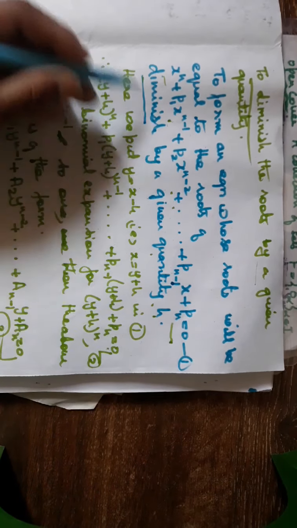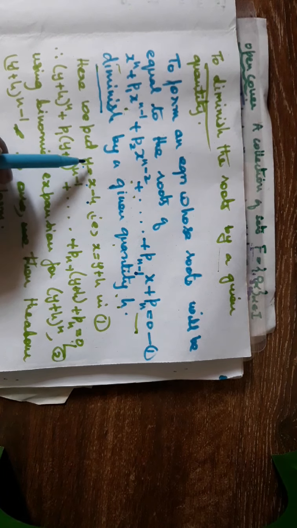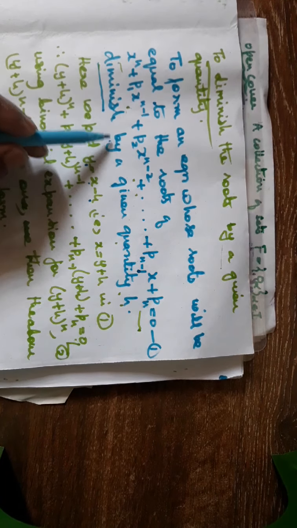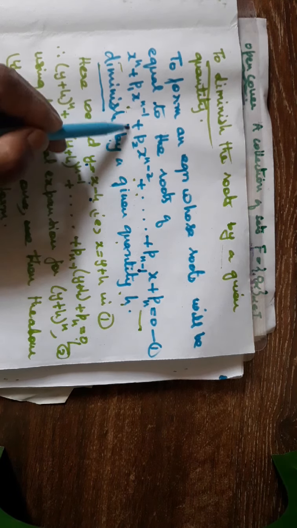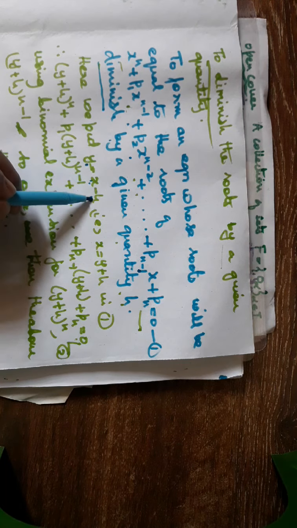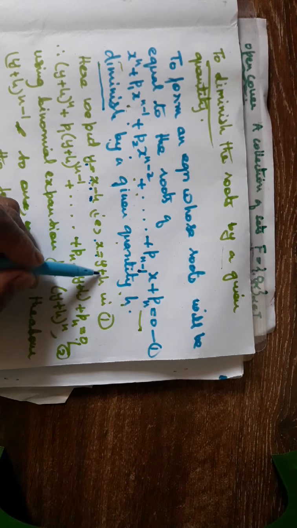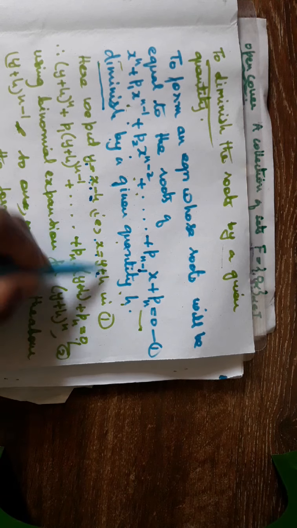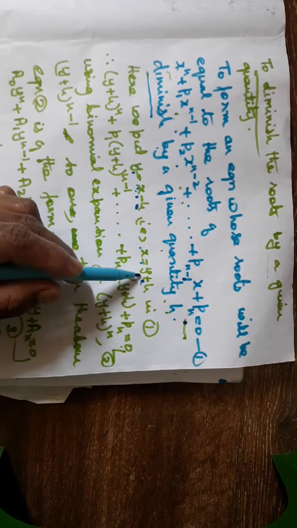How do we prove this? You just put y equal to x minus h. Suppose y is a root of the new equation that is to be formed, whose roots equal the roots of the original diminished by a given quantity h. So y is equal to x minus h, which implies that x is equal to y plus h.